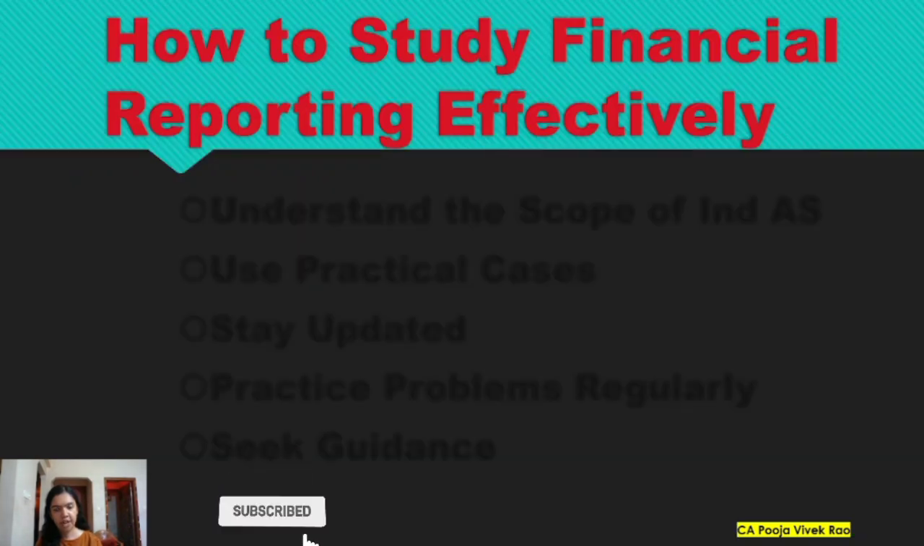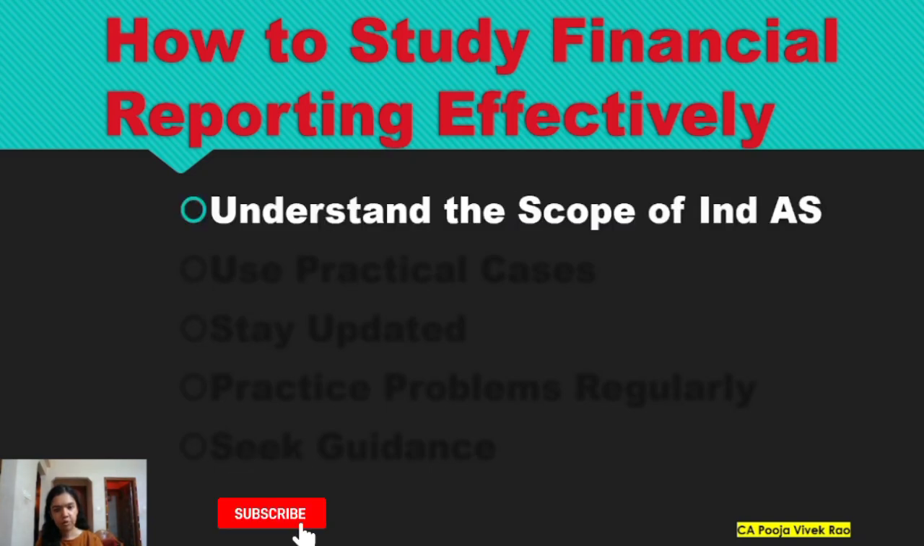Now let's try to understand how to study financial reporting effectively. Here I have a clear roadmap for you to master this paper. First is understand the scope of Ind AS. As you all are aware, the syllabus of financial reporting mainly comprises Ind AS. So go through each Ind AS thoroughly. Focus on the recognition criteria, measurement basis and disclosure requirements. Many of the Ind AS are interlinked, so when you are studying, make sure to connect the related Ind AS.